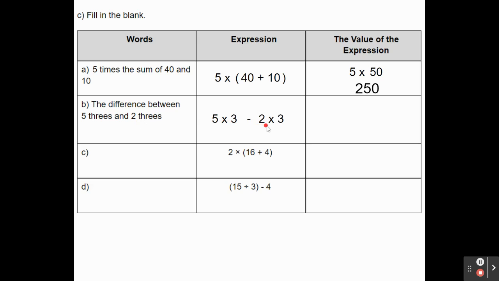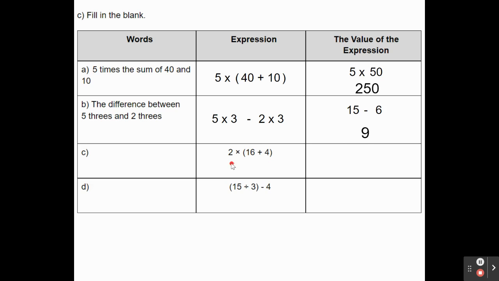So we're going to be finding the answers to both of these multiplication parts first and then subtracting those two answers. Remember, in GEMS, multiplication and division come before subtraction. So that's why we're going to solve the multiplication parts first. 5 times 3 is 15, and 2 times 3 is 6. So now we can subtract 15 minus 6, which equals 9. So the value of this expression is 9.